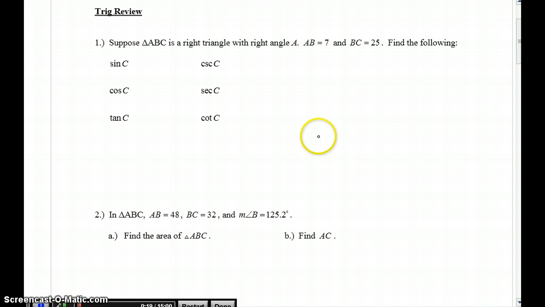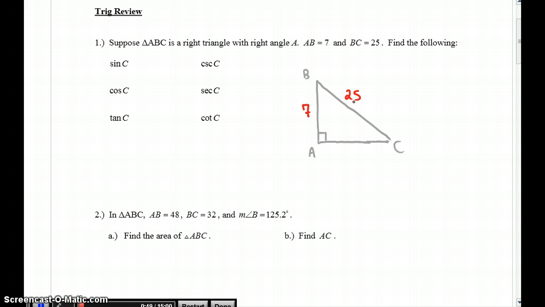So I'm going to try and draw that triangle. Let's make a right triangle. This is going to be A. Now AB is going to be 7, so I'll make this point B. So we have 7 here. And BC, that will have to be the only point left, is 25.